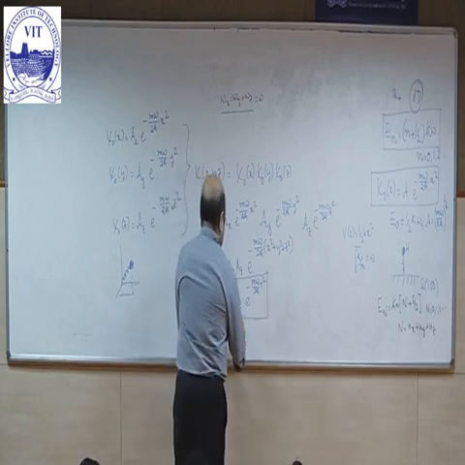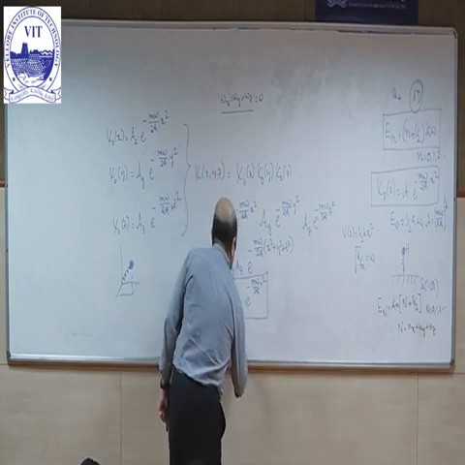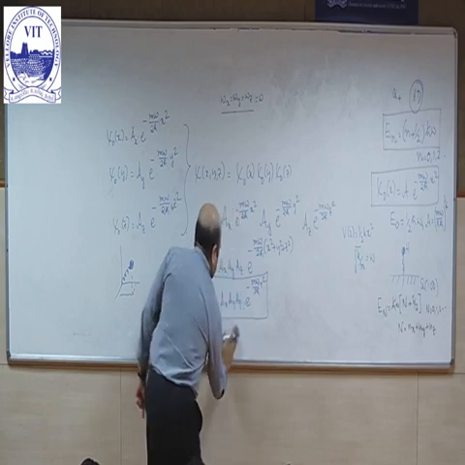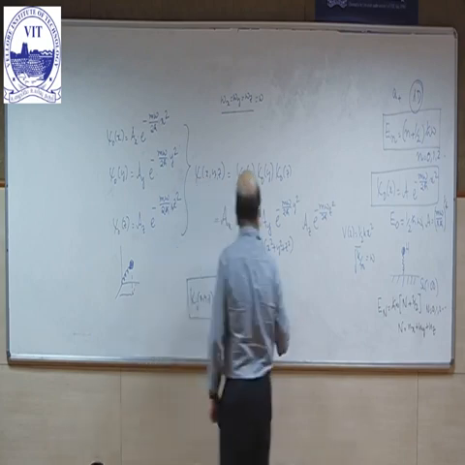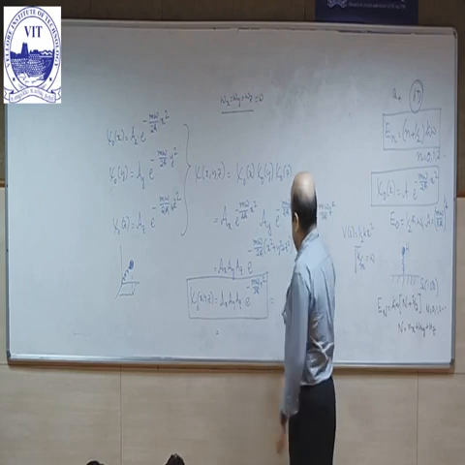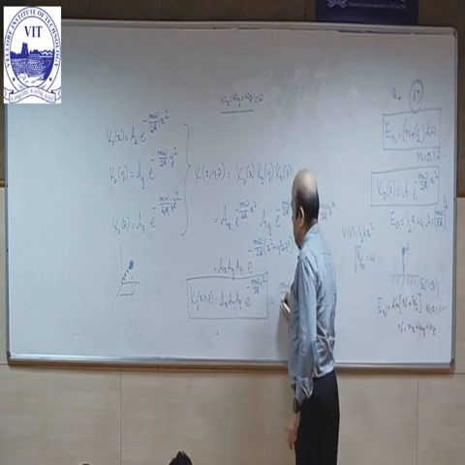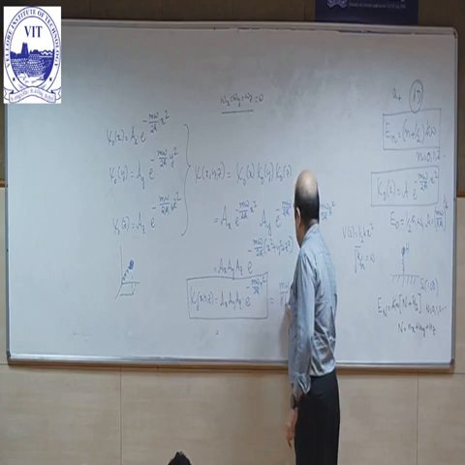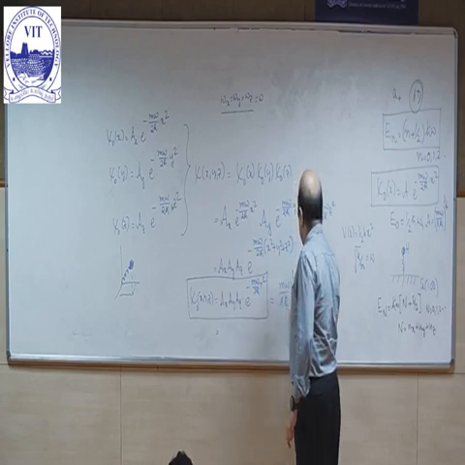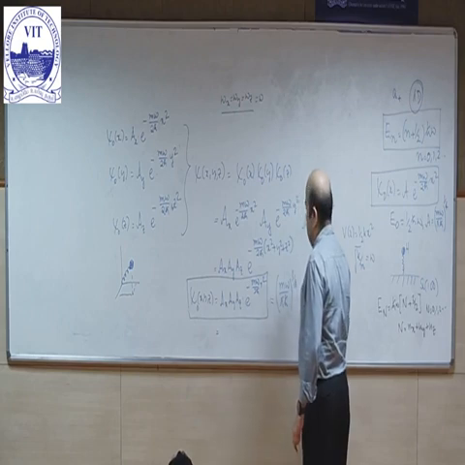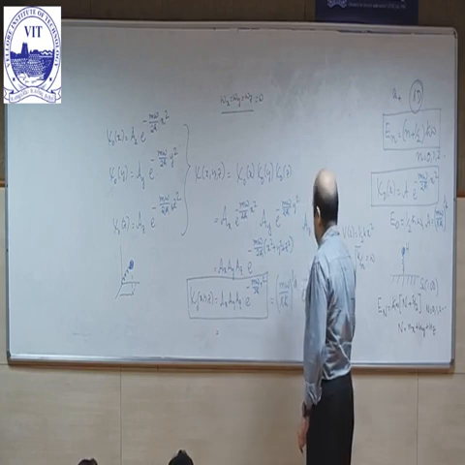So I'll just keep it like this now. Times e to the power, or let me substitute. So this will be (mω/πħ)^(3/4) times e to the power minus mω/2ħ times r².